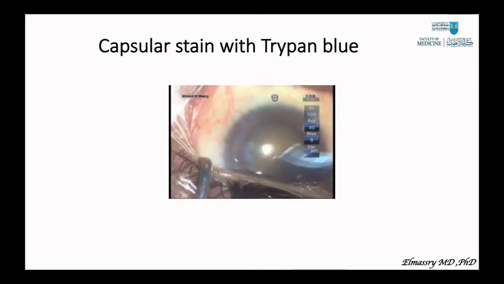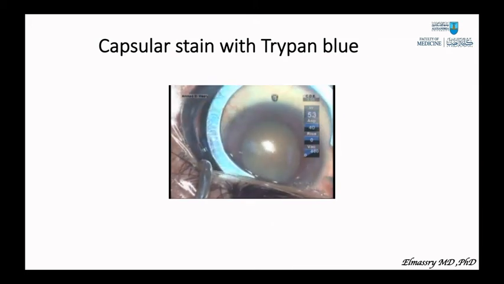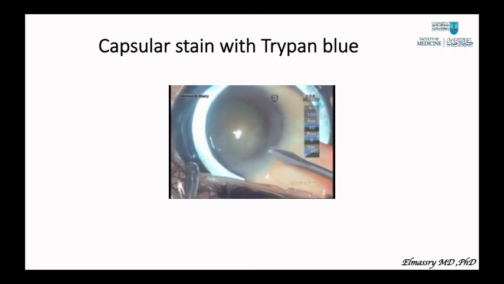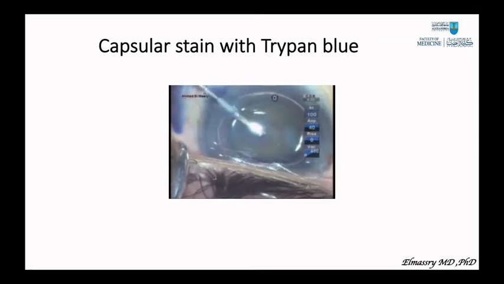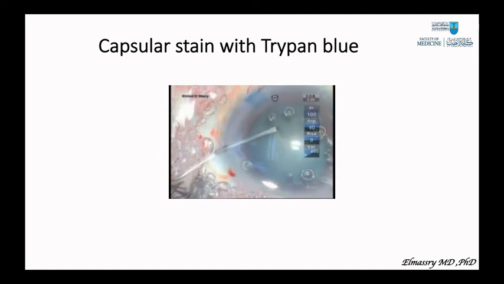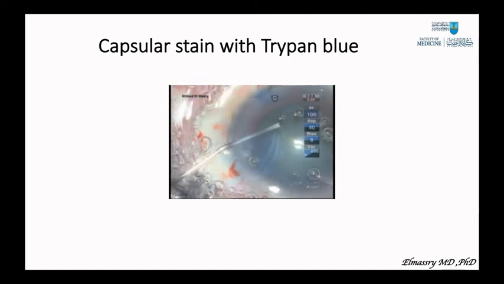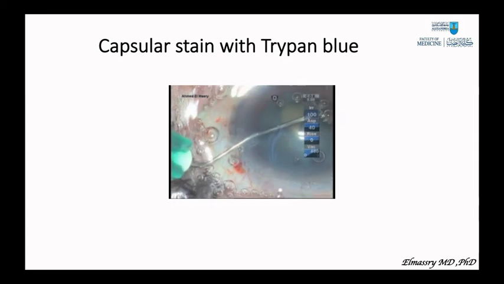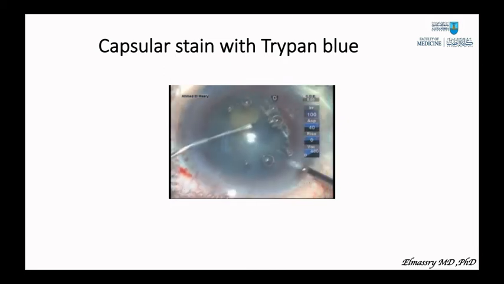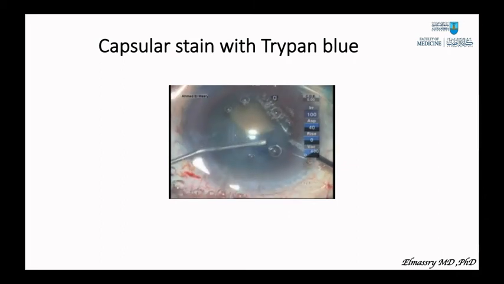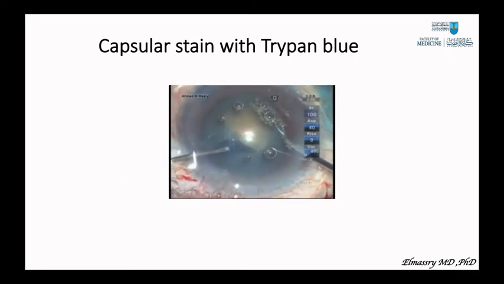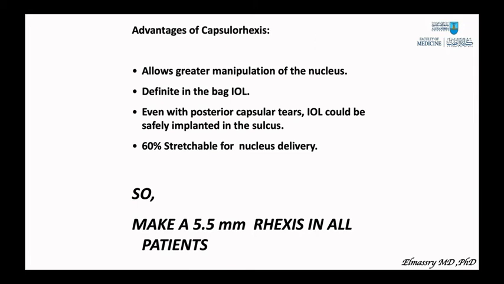The capsular stains, simply: this is a patient of 35 years old with a mature cataract, and after cross-linking, even if you cross-link the lens, it will become hard. As you see, we inject air, and under the air we give the trypan blue to stain the anterior capsule, and then you can wash the air with saline and then viscoelastic, and then do your rhexis.